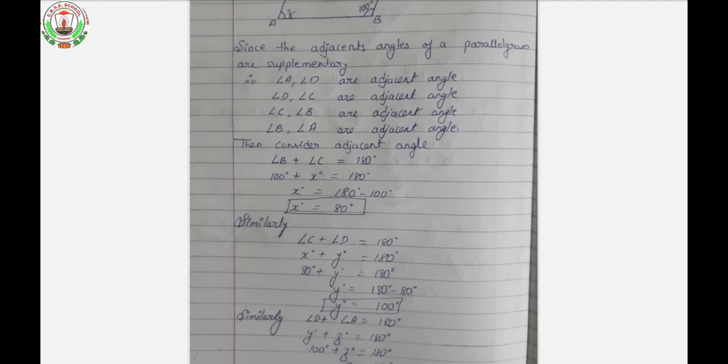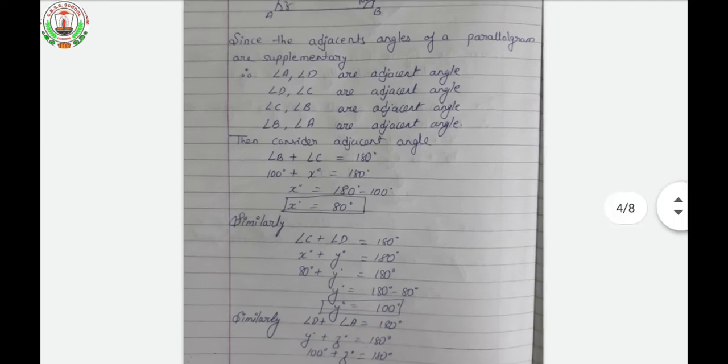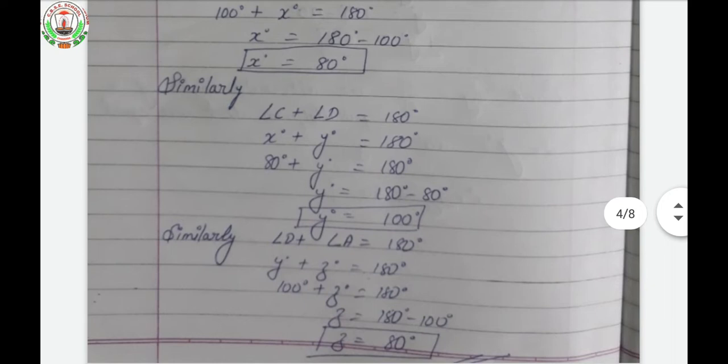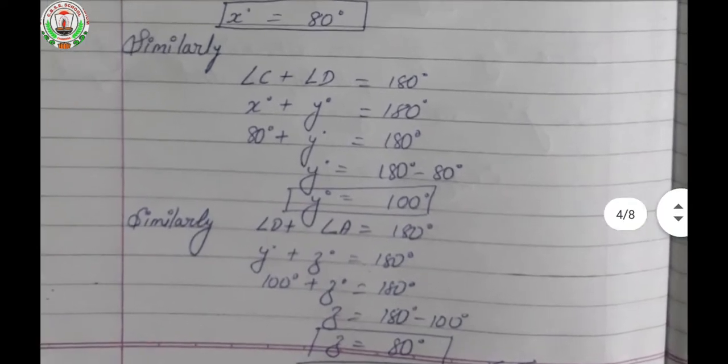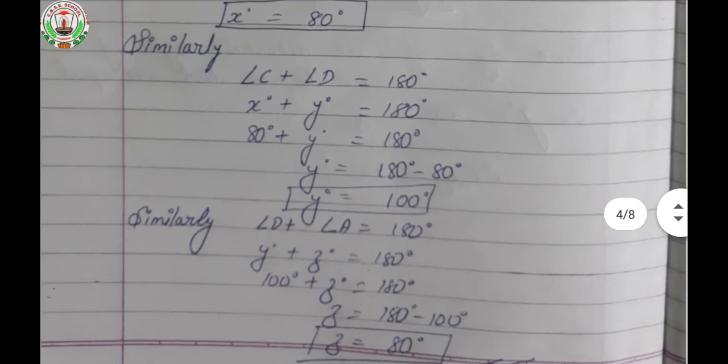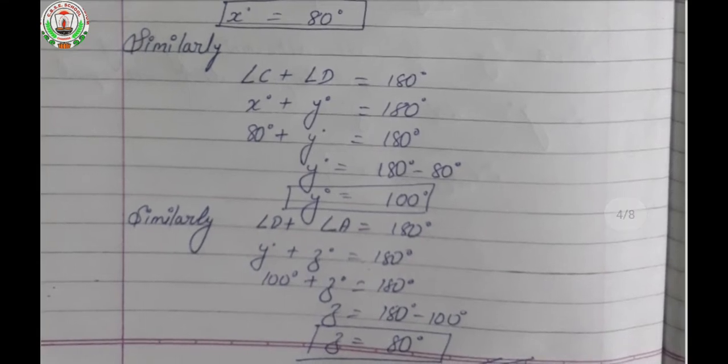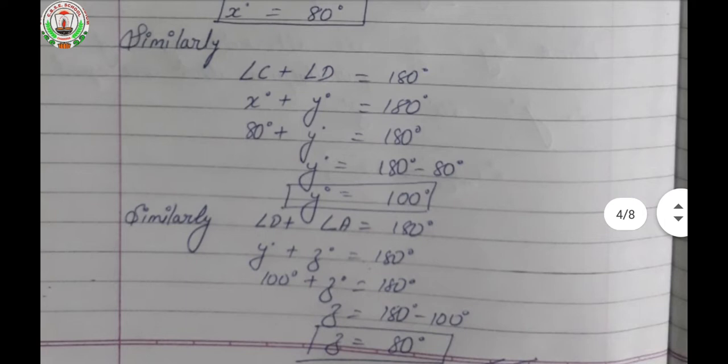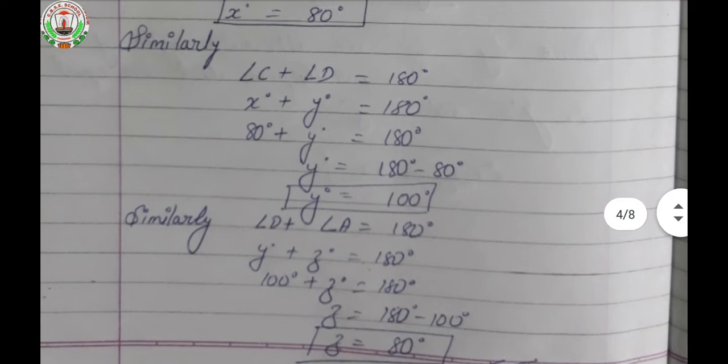Now similarly, angle C plus angle D is equal to 180 degrees. Adjacent angles of a parallelogram are supplementary, isn't it? That's why angle C plus angle D will be equal to 180 degrees. Angle C is equal to X and angle D is equal to Y. So X plus Y is equal to 180 degrees, where we have the X value as 80, isn't it? So 80 plus Y is equal to 180, where Y is equal to 180 minus 80. So Y will be equal to 100.